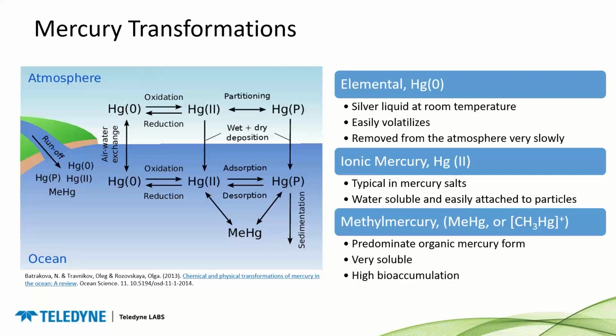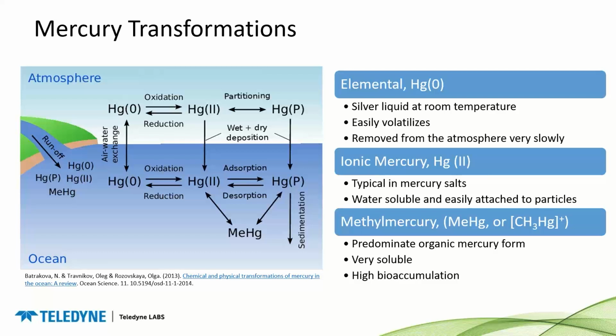And we also have methyl mercury. This is the main organic species of mercury. Methyl mercury is formed when ionic mercury is methylated by bacteria at the bottom sediments of aquatic environments. Because methyl mercury is soluble in both water and lipids, it has a higher bioavailability than the other mercury forms. It's also bioaccumulated and biomagnified.